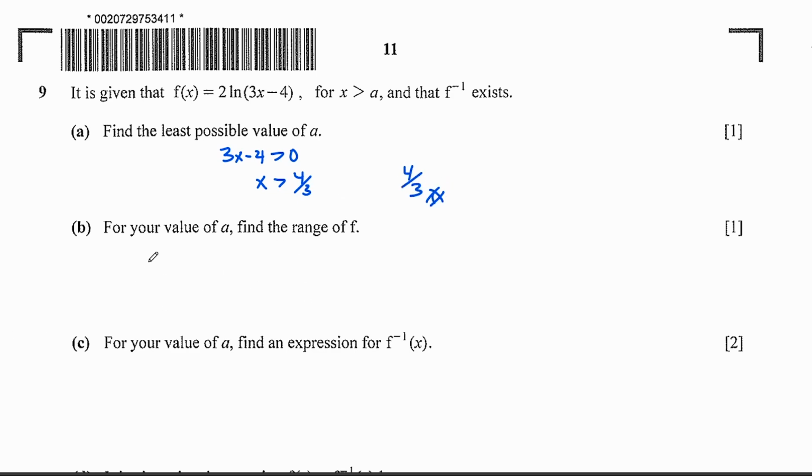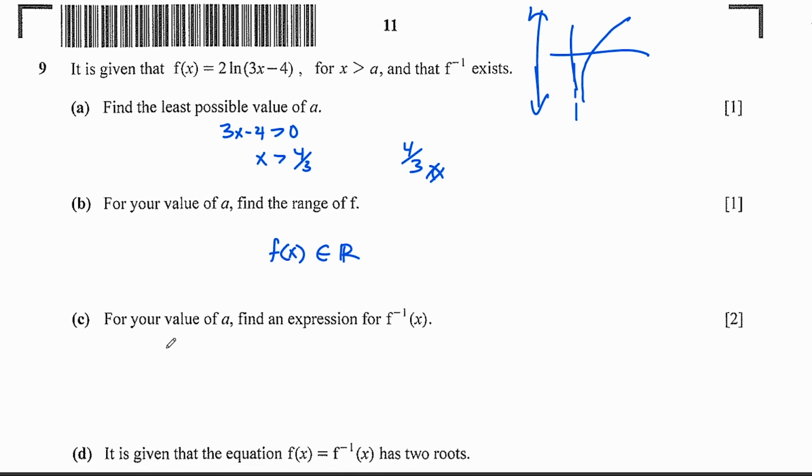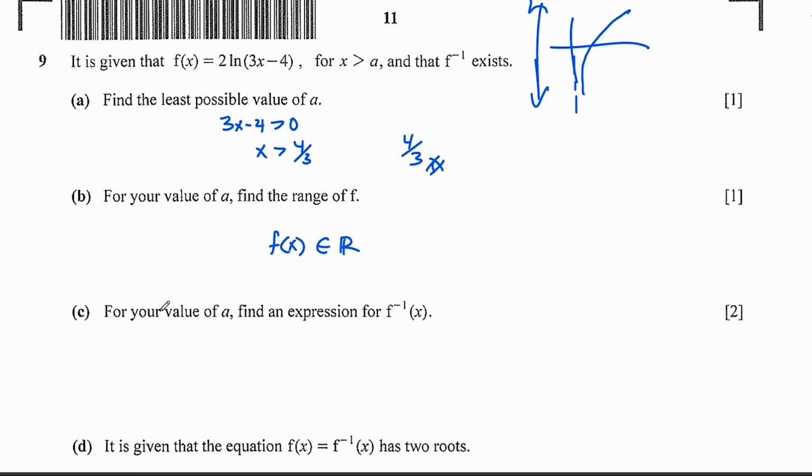And for this value of a, find the range of f. So actually, for this value of a, it does not really restrict the range of f, because for a natural log graph, if you can recall, it looks something like this, where this will be the asymptote, or our a value in this case is 4/3. So even if you restrict it here, the y value will still be all real numbers. So the range of f is all real numbers. And for this value of a, find the expression of the inverse f. So first, we're going to swap the variables.